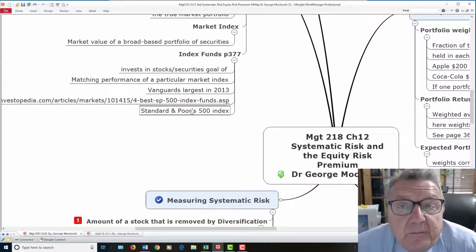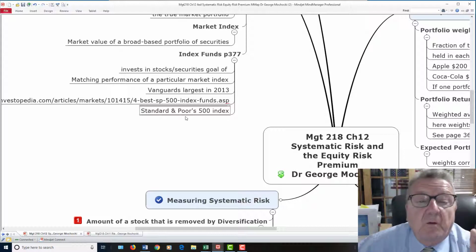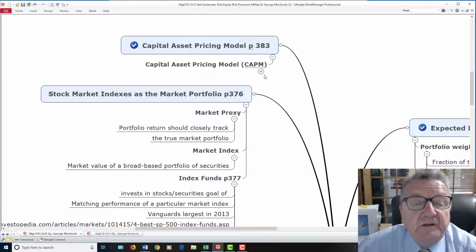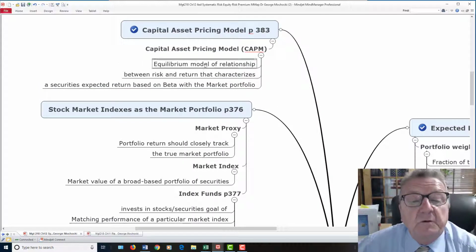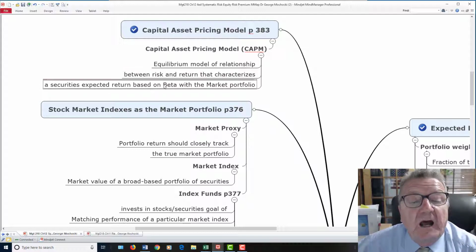They couldn't plan for it, but they may have some kind of contingency if it's always happening in that area. Okay. And then the last one is capital asset pricing. And here's the model: it is an equilibrium model of a relationship between risk and return that characterizes security expected return on beta with the market portfolio.